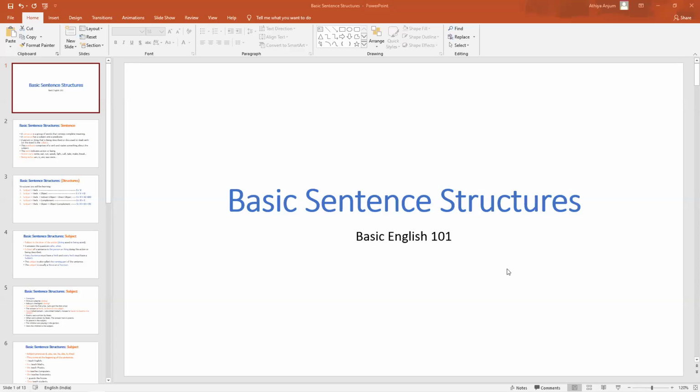Today we are going to do basic sentence structures. You have different types of sentences. You have already learned the sentences, isn't it? Do you remember the different types of sentences that you have learned?